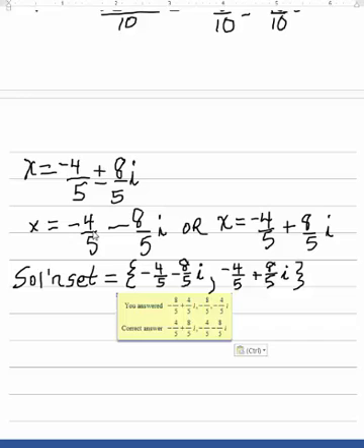Instead of having a negative 4/5 in front of the minus 8/5 i and in front of the plus 8/5 i, you have negative 8/5 in front of 4/5 i. This is not the same answer. So the answer you entered is this top answer. That is incorrect. Please look at how those are different.